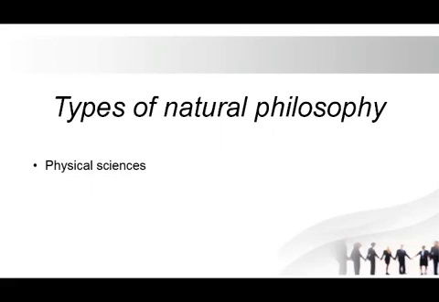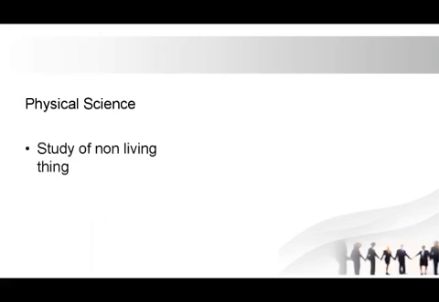Natural philosophy is divided into two types: physical science and biological science. In physical science, we study non-living things. For example, in physical science, you study the earth's crust, and the changes that take place inside the earth and outside the earth. In physical science, you study matter, energy, and the interaction between these two. You study the atmosphere, weather forecasting, etc.